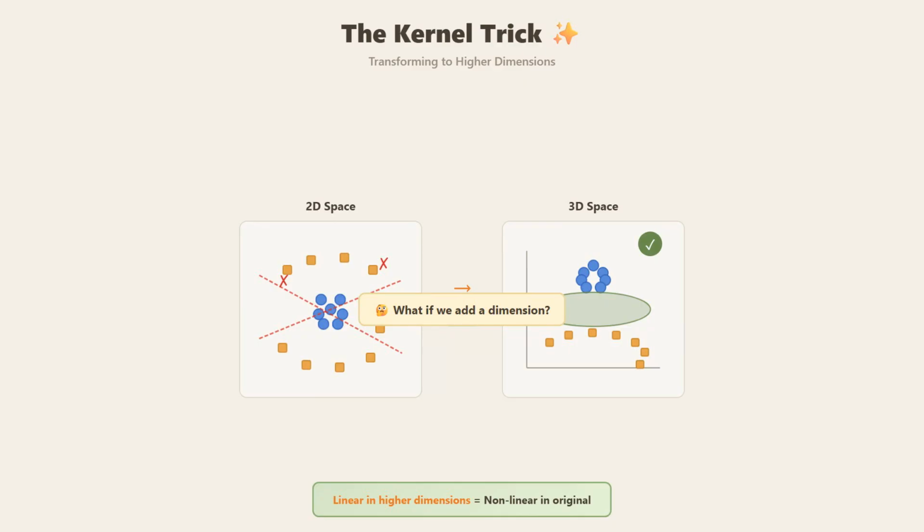We don't actually need to compute the transformation explicitly. The kernel function allows us to compute the dot products in the higher dimensional space directly from the original data. This is computationally much cheaper and is why it's called a trick.